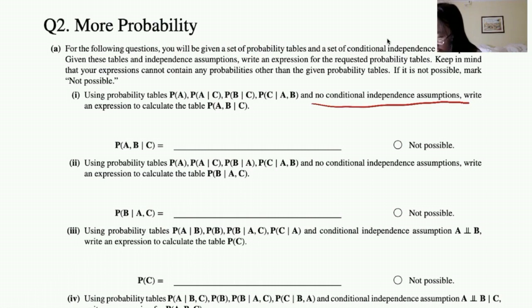So according to the chain rule, probability of A, B given C is equal to probability of A given C multiplied by probability of B given A, C. However, we only have knowledge of probability of A given C. Because we do not have any assumption of conditional independence, we cannot represent this probability with the given probabilities.